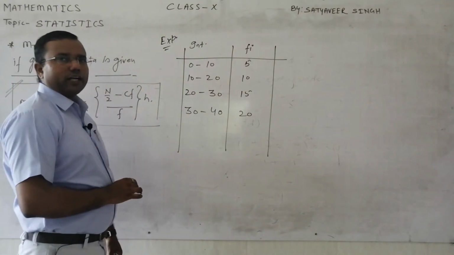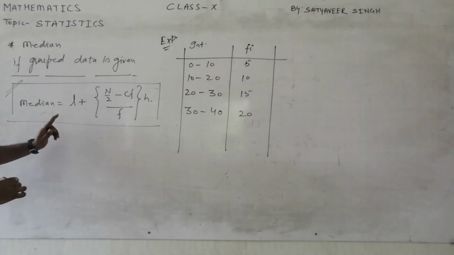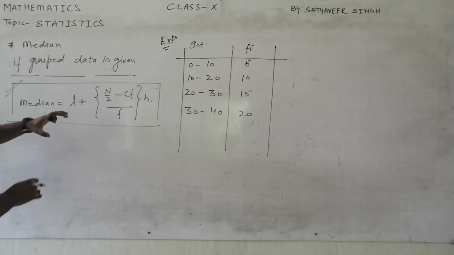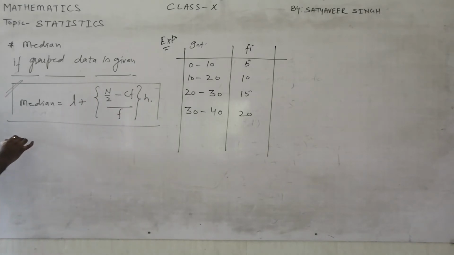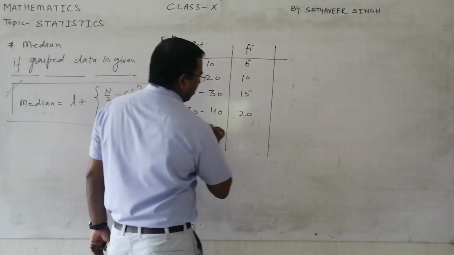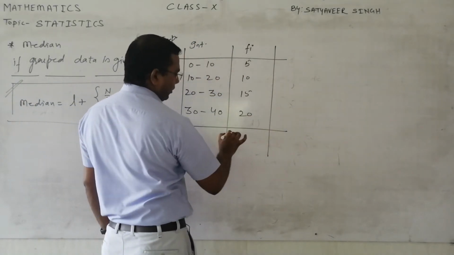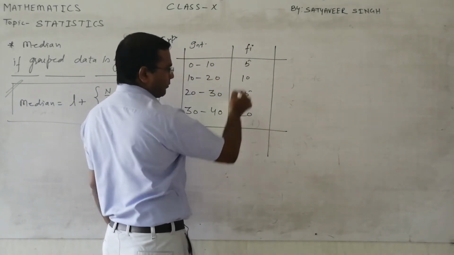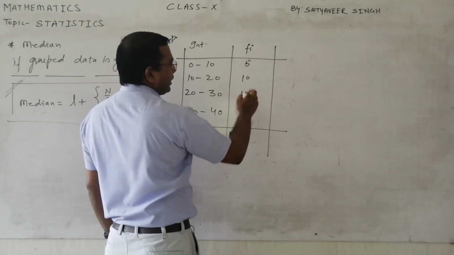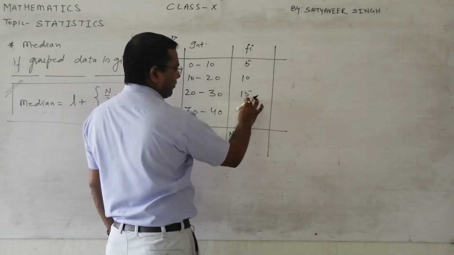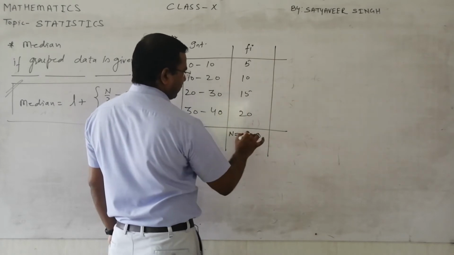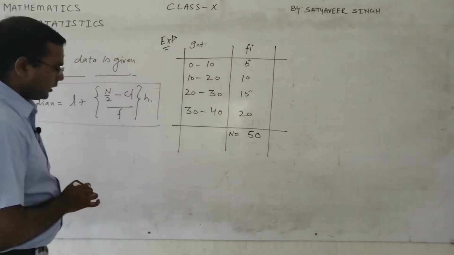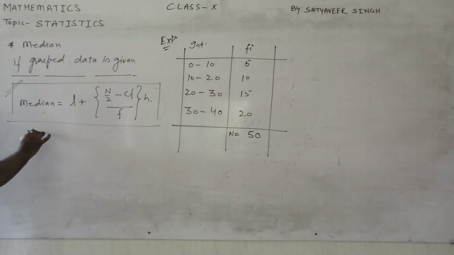See how you will find out the median using this formula. This is the formula of the median of the group data. So here I am just explaining you what is the meaning of all this. So first of all you will have to find out the sum of the frequency, that is called basically n. Sum of the frequency you will find out. You will add them up, 5 plus 10 plus 15 plus 20, you got 50. So the value of n we got.